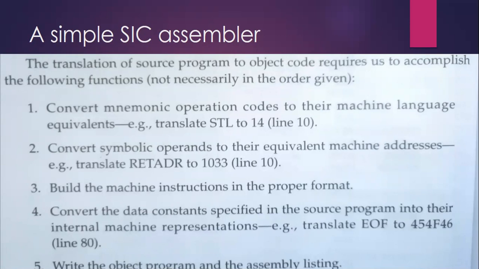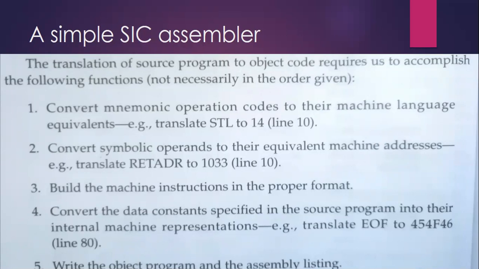Here we have one example. See, STL, store L, store the link register. Whatever content you have in the link register should be stored in some location. What is that location? We don't know. But STL can be converted into a machine code, or object code, with a hexadecimal value of 14. In the case of the assembler, 14 stands for storing the link register. That is the object code for storing the link register.